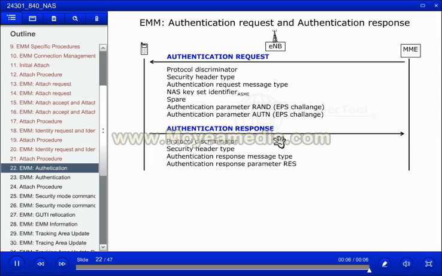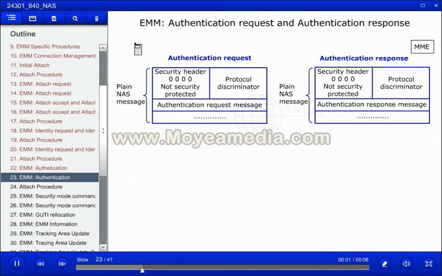The UE will then answer back with the RES response included in the authentication response message. The RES from the UE will validate the RES from the HSS by the MME. If there is a match, the UE is authenticated. The keys for ciphering and integrity protection are now established. These are the NAS messages used for authentication request and authentication response.